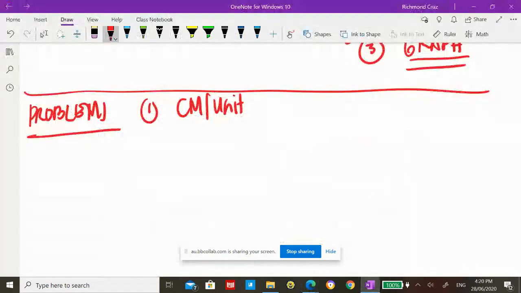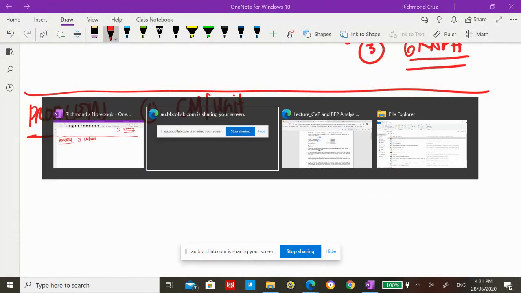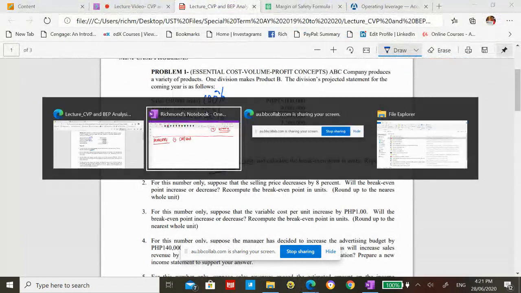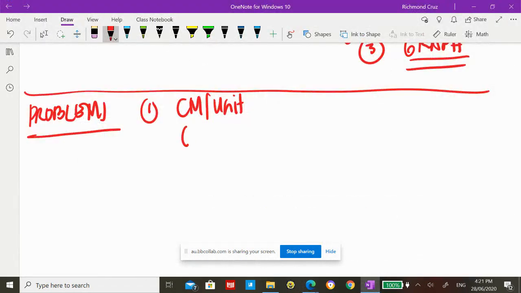We can take the contribution margin, which is 6 million. So this is our CM, 6 million. I will divide it by the units in sales, that is 50,000 units. So how much will this be? 6 million divided by 50,000.